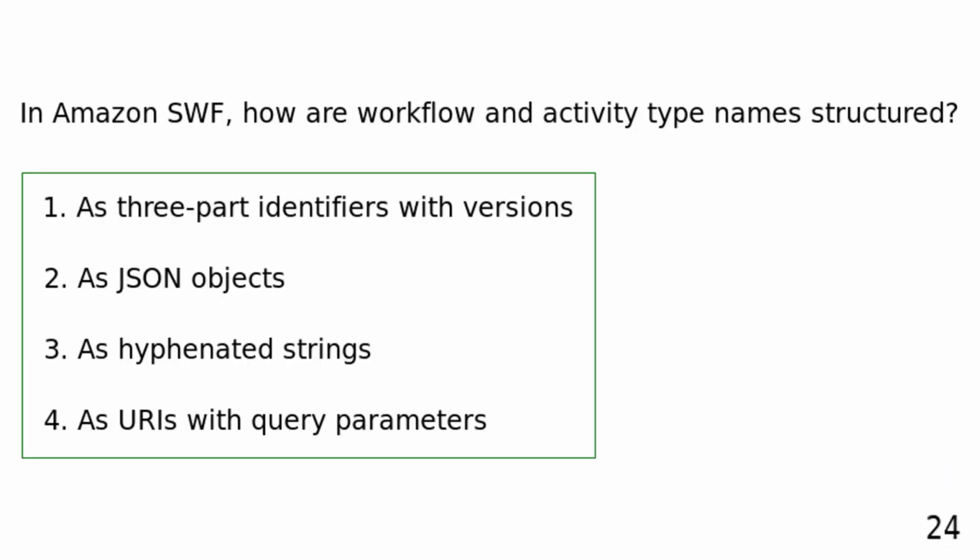In Amazon SWF, how are workflow and activity type names structured? As three-part identifiers with versions. As JSON objects. As hyphenated strings. As URIs with query parameters.